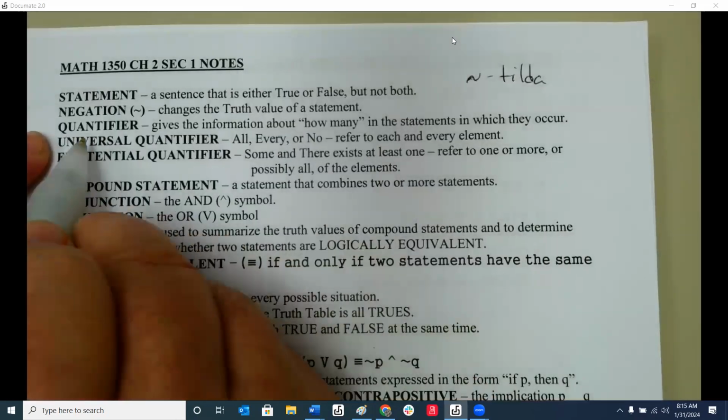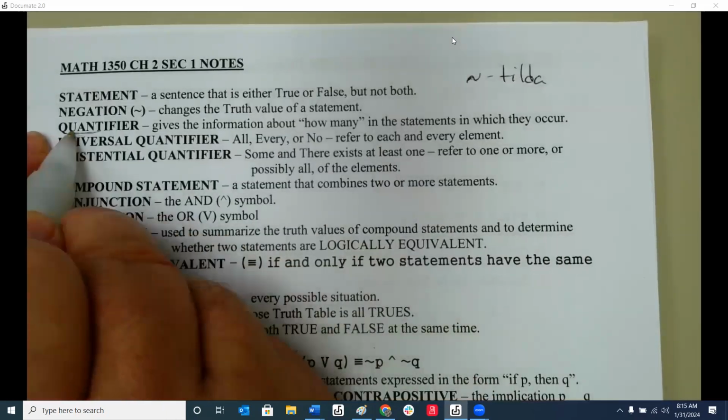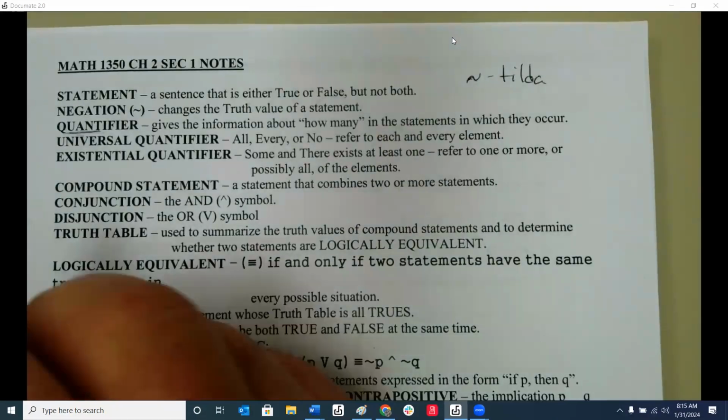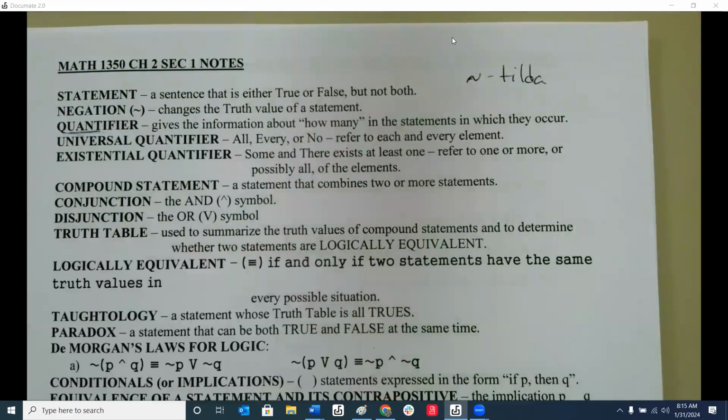A quantifier. What are the first 5 letters? What does quant mean? When you see the letters Q-U-A-N-T, what does that mean to you? Like quantitative, a quantifier. What do you think that means?